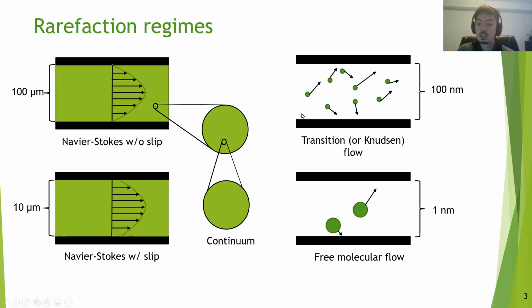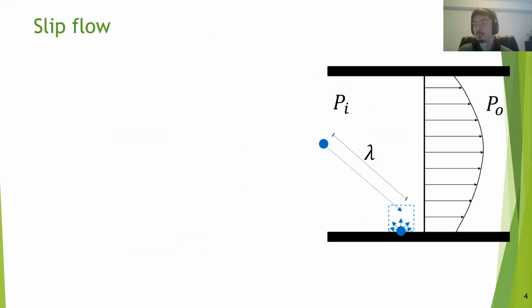However, in that case, the interactions between gas molecules are not negligible either. But if we go to about 1 nanometer pore size, the interactions between gas molecules themselves are negligible, and the regime is called a free molecular flow. So slip flows at the boundaries must be taken into account in the rarefied regimes.